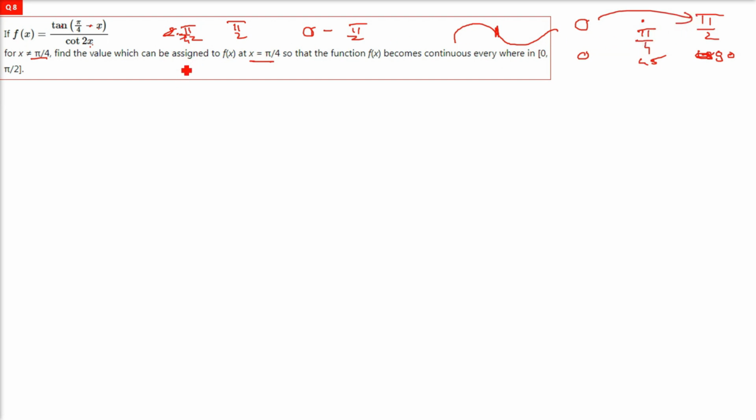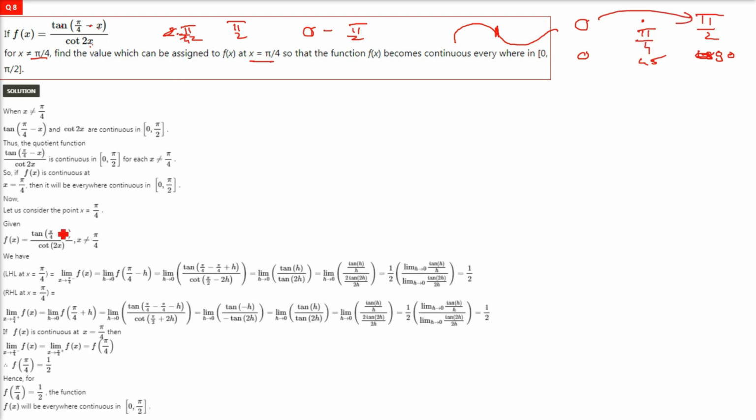And how to tell that? Because being continuous means the left hand limit has to be equal to the right hand limit, equal to the value of the function at that point, which here is pi/4, because that is the point of contention. That is the point of concern. So please remember tan theta and cot theta, they both are continuous from 0 to pi/2, where 0 and pi/2 are not included.